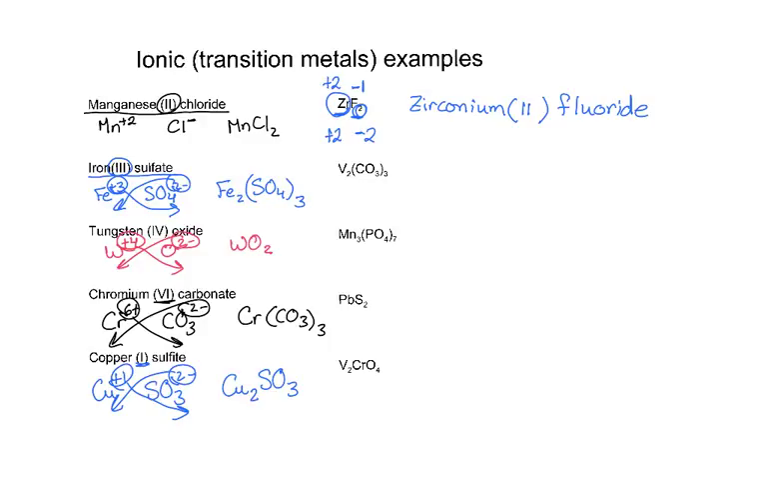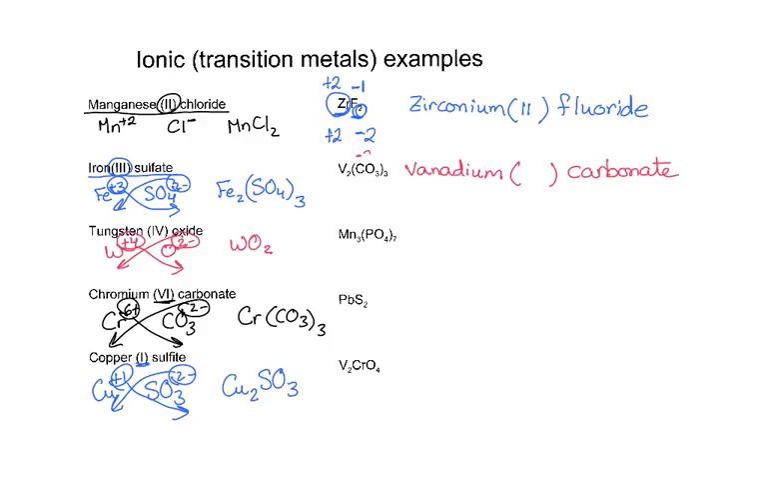Next one, write the name of the first element, so vanadium. Write the name of the second one with IDE unless it's a polyatomic ion, which it is. So if it's a polyatomic ion, you just write its name, so carbonate. And then you check your metal. If it's not aluminum, zinc, or silver, or group 1 or group 2, you need parentheses, and in the parentheses you're going to put the charge of the metal. So let's try to figure out the charge of the metal.